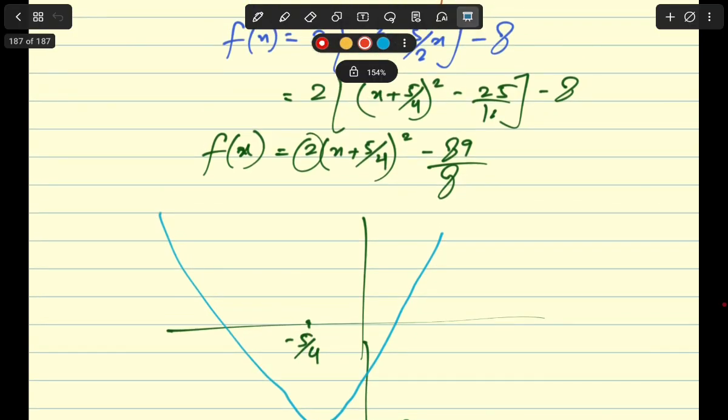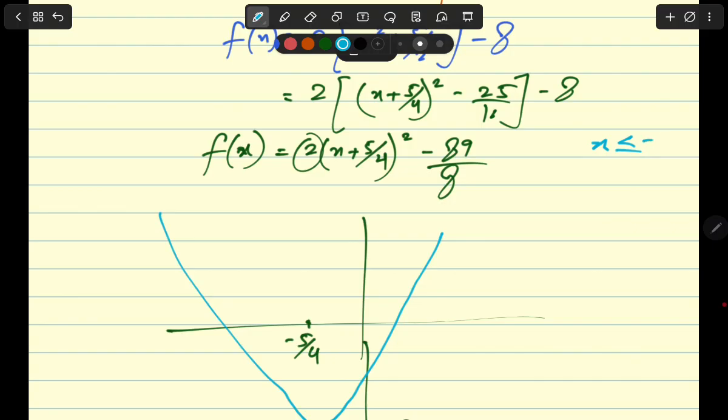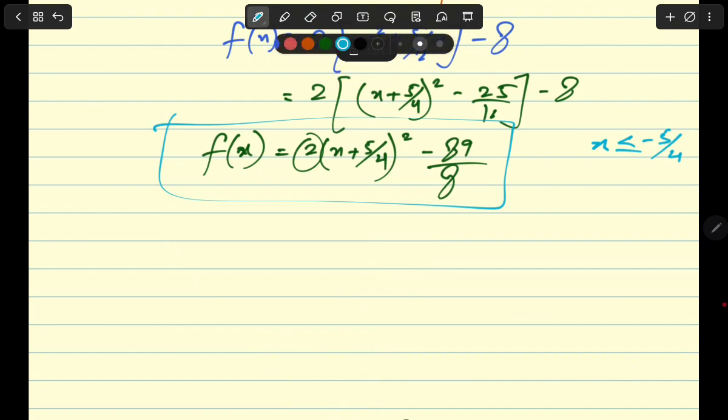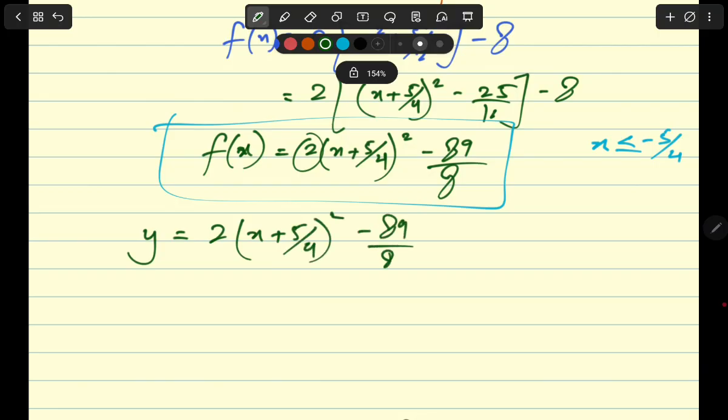So now the standard procedure. We realized that the domain is going to be x less than or equal to minus 5 upon 4. Now when I try to find the inverse of it, I'm going to remove this here because I need to do some working. So first of all, I'm going to change this f(x) into y to make my life easier. This becomes y equals 2 times (x plus 5 upon 4) whole square minus 89 upon 8. Now swap x and y. So this becomes x is equal to 2 times (y plus 5 upon 4) whole square minus 89 upon 8.